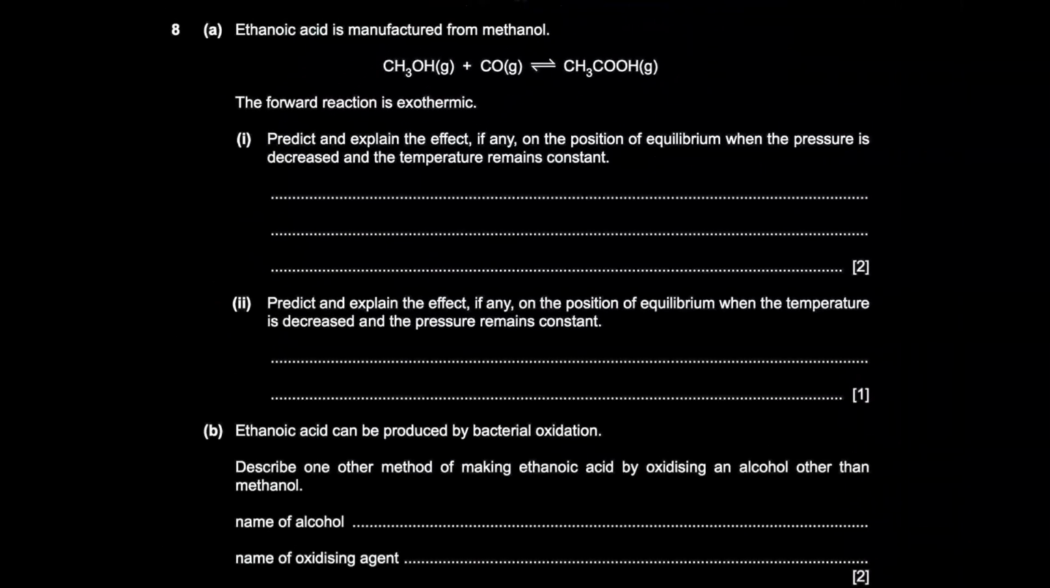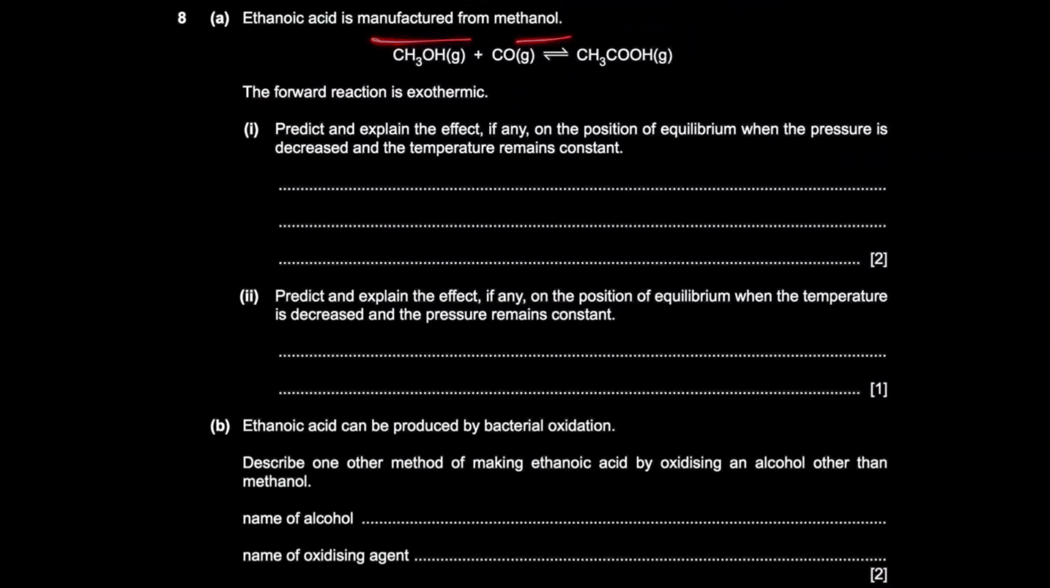Ethanoic acid is manufactured from methanol. The forward reaction is exothermic. Again, delta H is negative. Forward reaction is left to right, is exothermic. Delta H is negative. Predict and explain the effect, if any, on the position of equilibrium when the pressure is decreased. Pressure is decreased and the temperature remains constant. Okay, so you're just decreasing the pressure. Okay, what side does an increase in pressure favor?